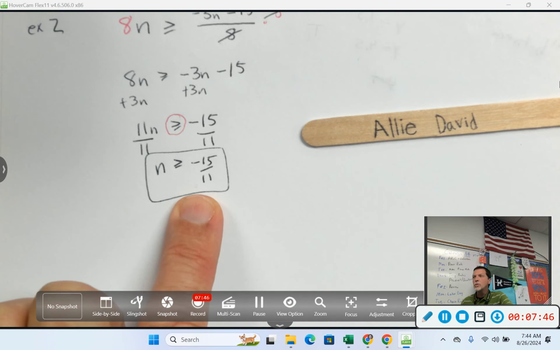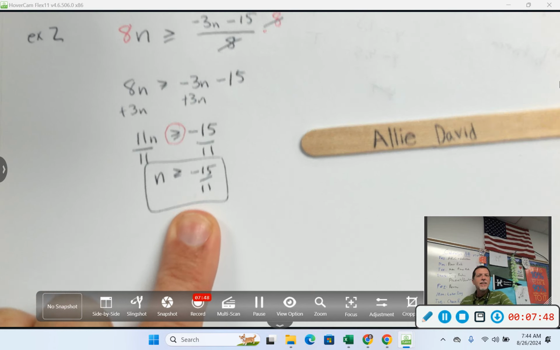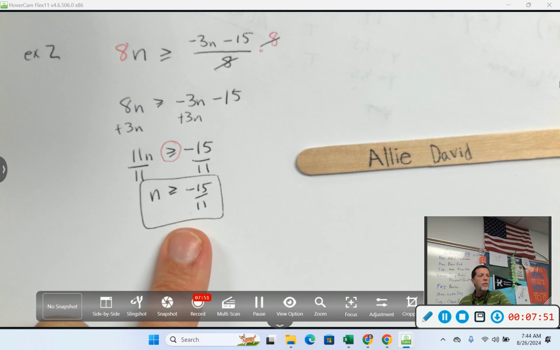I picked that one because that's the one that suckers some people in, because they see a negative, and they're like, oh, the rule is the negative thing. Well, kind of. The rule is if you multiply or divide by a negative number, not if the negative number is still sitting there.